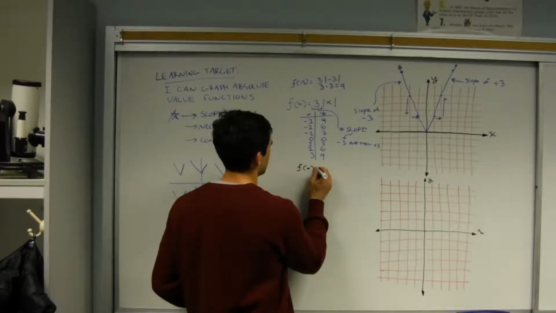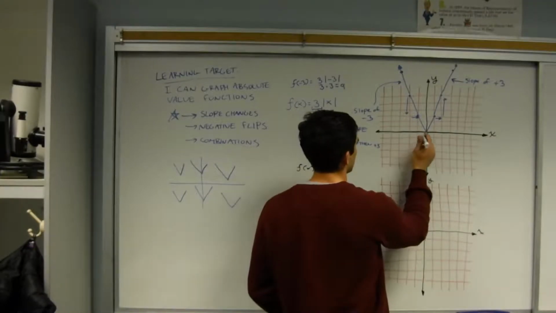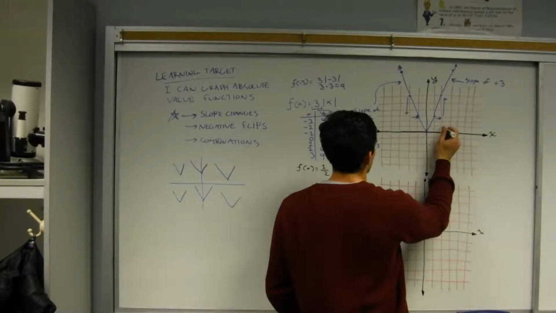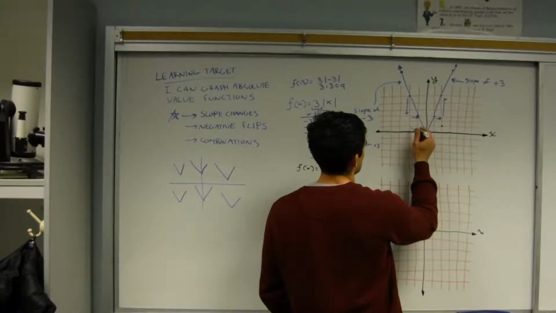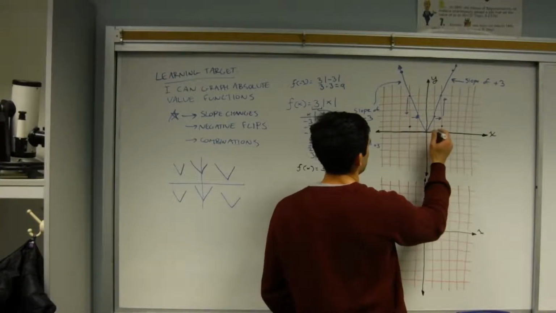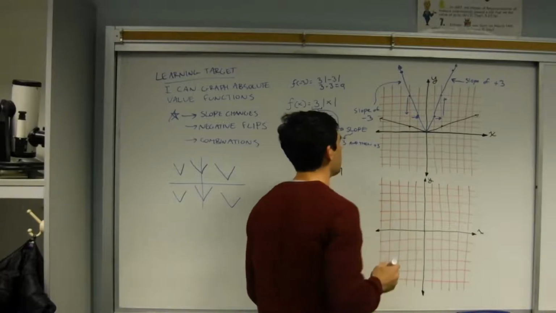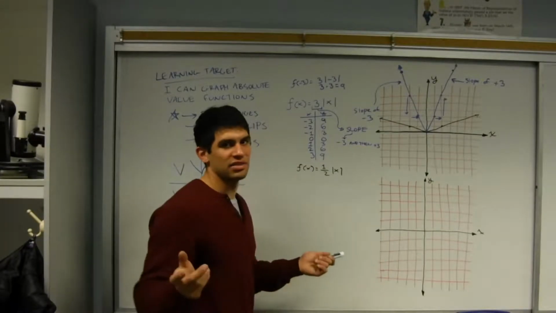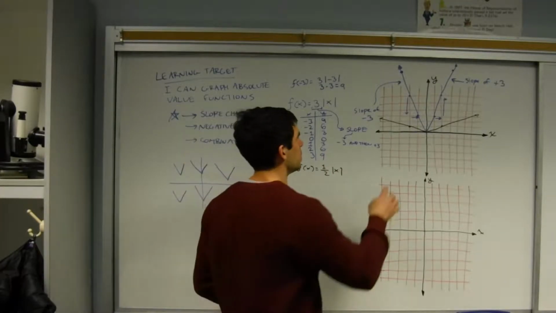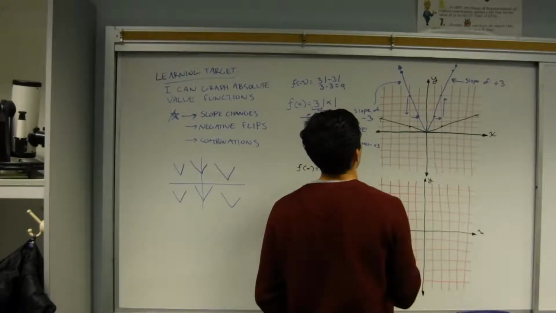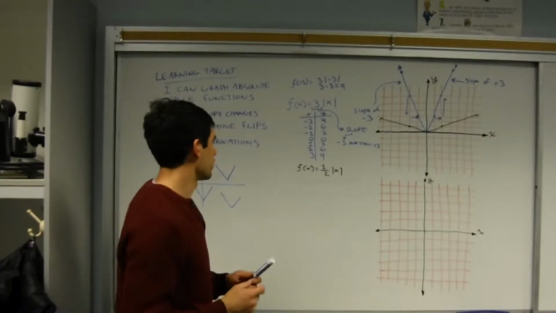So I'll write this one in black. If we have f of x is equal to 1/2 times the absolute value of x, that means that to the right of the vertex, we're going to be going 2 right and up 1. And to the left, for each 2 units we go right, we're going to go down 1. So we will get a graph that looks like this. And we could graph any slope we want on this. And so if we have the slope of a fraction, it's going to be a wider V. And if we have a bigger slope, it's going to be a narrower V, like that. So that covers the start of slope changes.